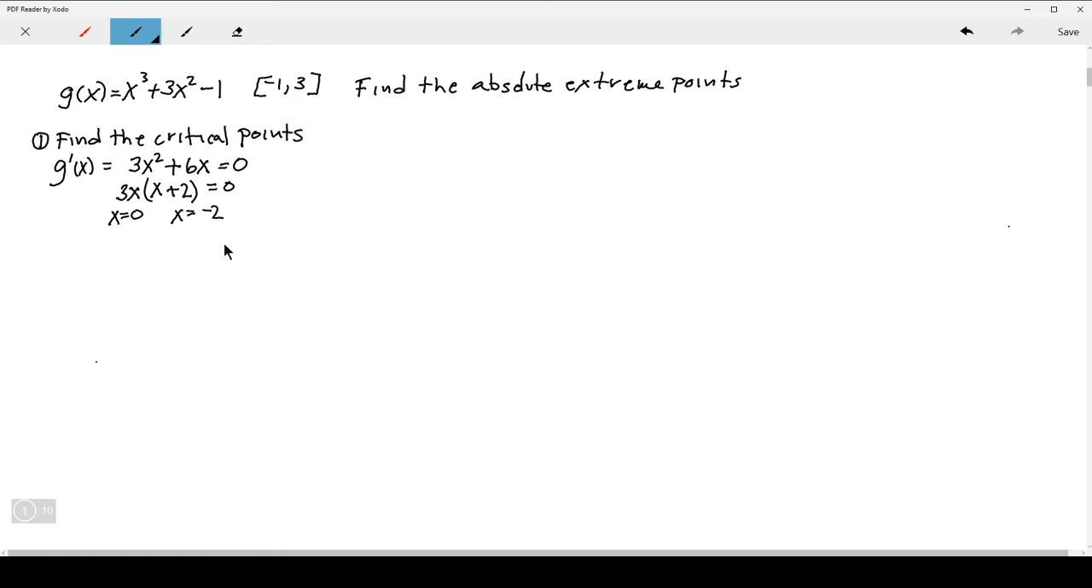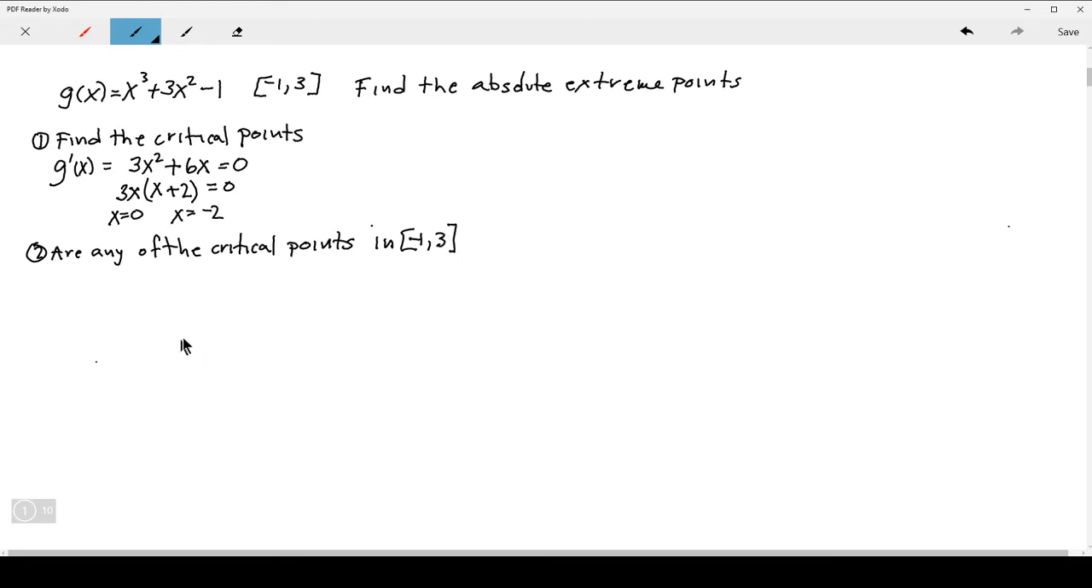Now the next thing I need to do is check to see if any of those critical points are inside my interval. So step 2: are any of the critical points in my interval, so -1 to 3?